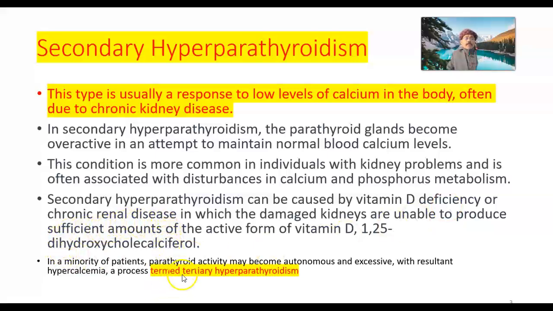We have another term, tertiary hyperparathyroidism. In minority of patients, parathyroid activity may become autonomous and excessive, with resultant hypercalcemia, a process termed tertiary hyperparathyroidism.